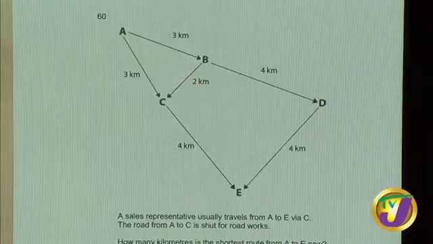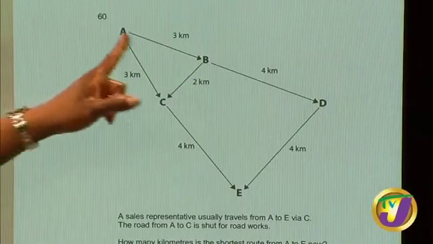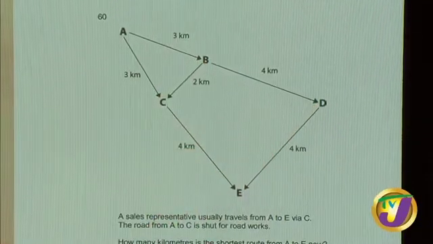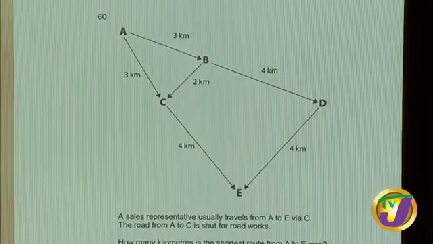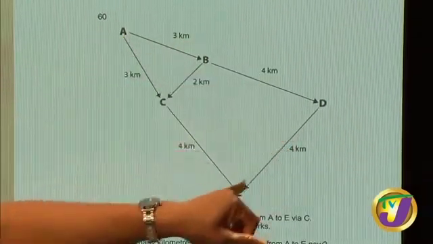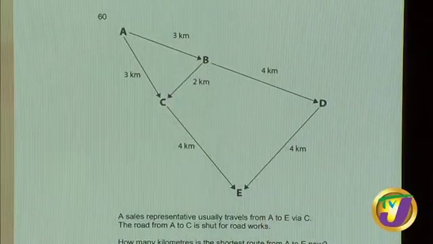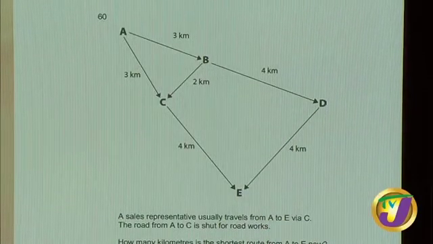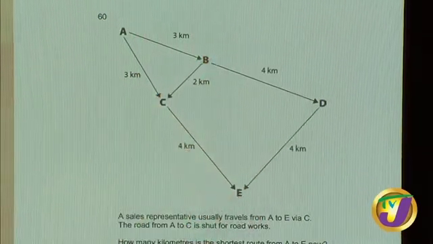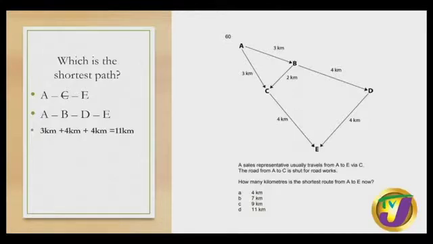So let's look at A to B. If we go A to B, then to D, then to E, how do we calculate that distance? Yes, we'd add the kilometers that each segment would have. So let's do that. So we have A to B to D to E, and that would be 3 kilometers plus 4 kilometers plus another 4, giving us a total of 11 kilometers. So that's one way to get to E.